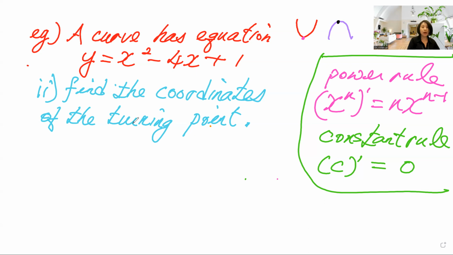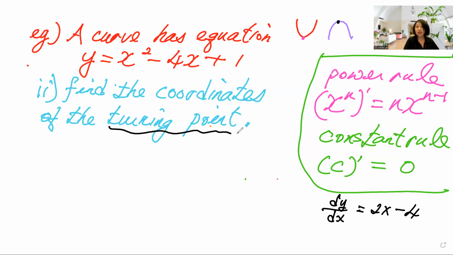So what would we do? We know that the last time our derivative answer, dy dx, is 2x minus 4. There is a key concept, the turning point. At the turning point here, this concept is very important.